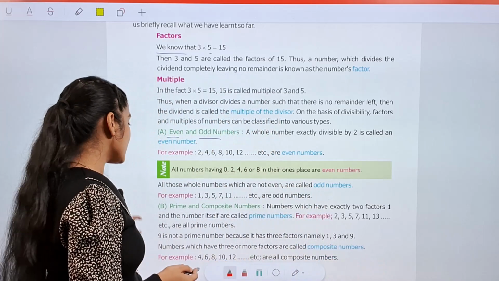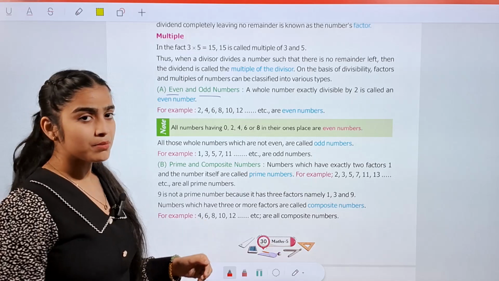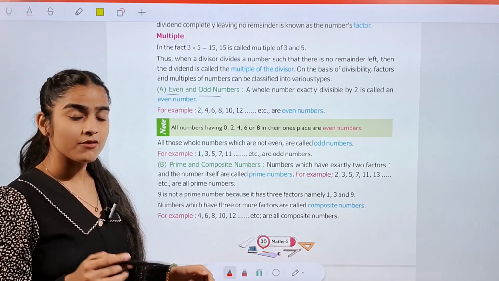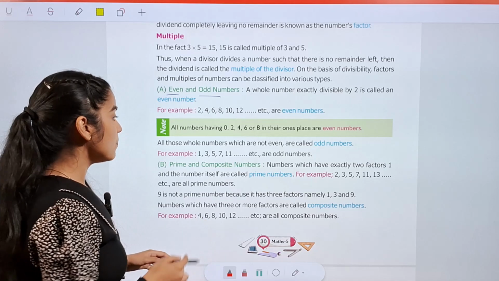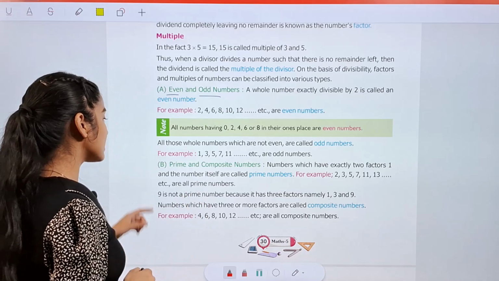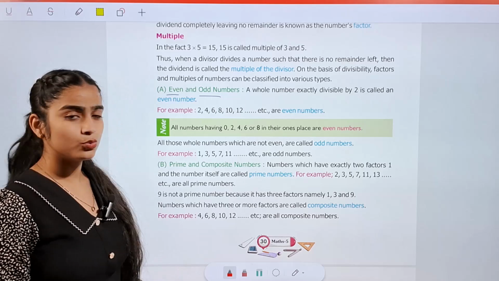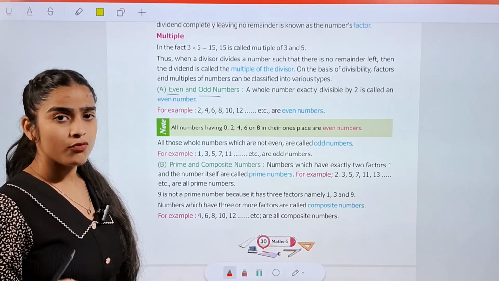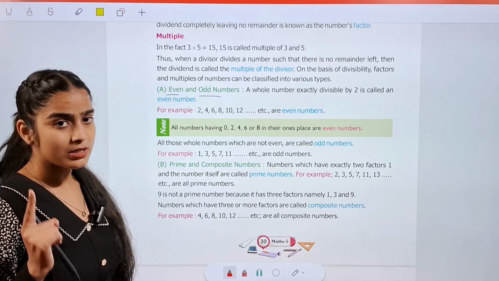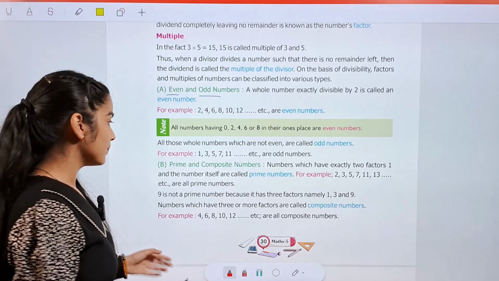Okay, next, prime and composite numbers. Prime numbers mean the factors are only themselves or one. Numbers which have exactly two factors, 1 and the number itself, are called prime numbers. For example, 2, 3, 5, 7. For 2, 3, 5, 7 we have two factors only: one, the common factor is 1, and the second one, their own table.